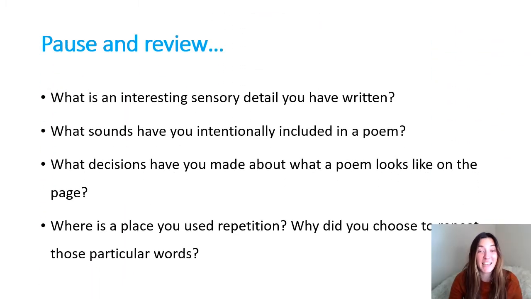We're going to pause and review. So most of you probably have this done if you've been following the directions the last few days, so this one shouldn't take long as you've already done this, okay? So you're going to find a sensory detail, sounds that you've included in a poem. You're going to think about what decisions you've made about what the poem looks like on the page, whether you made that a shape or not. Just think about why you made the choice you did.